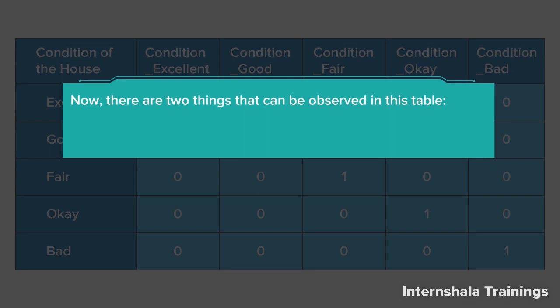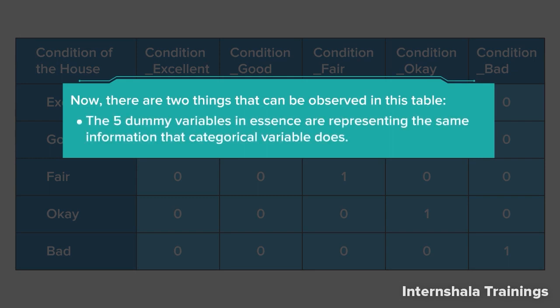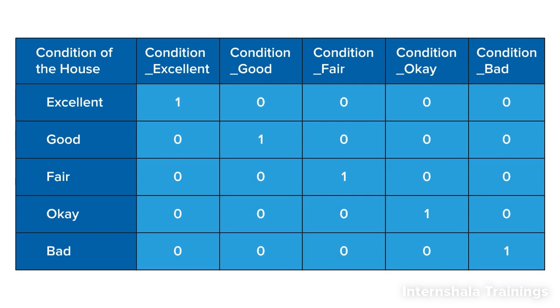Now there are two things you can observe in this table. The 5 dummy variables in essence are representing the same information that the categorical variable does. Value of condition underscore excellent being 1 and others being 0 means that this house is in excellent condition, which is what has been conveyed by the categorical variable also. Similarly, you can check for other values such as fair, good, etc.